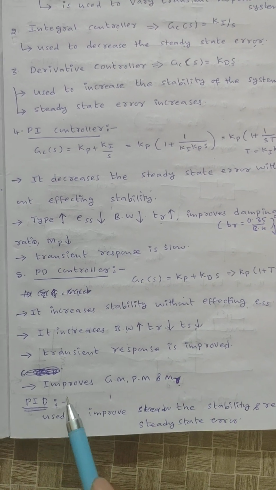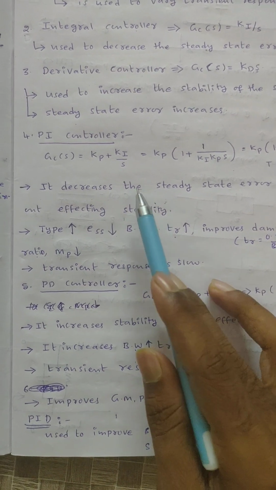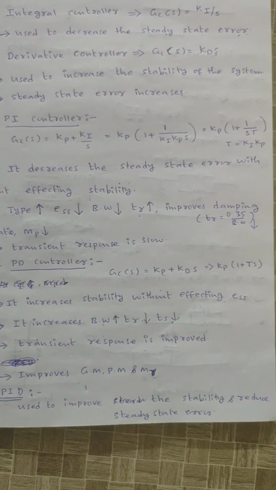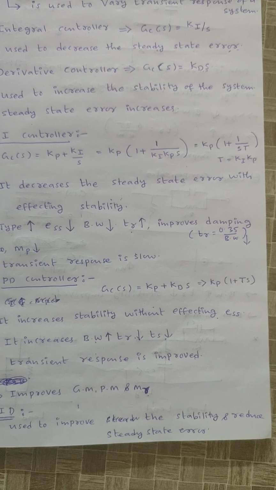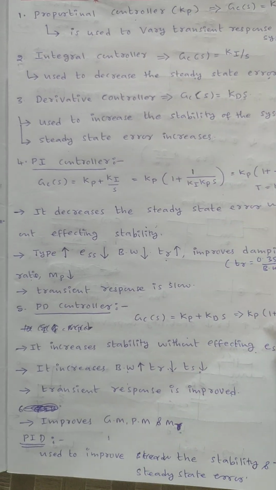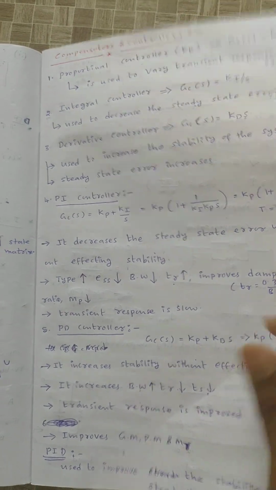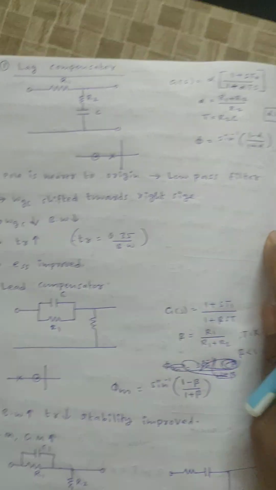Okay, next PID. It has the partial advantages of both the PI controller and the PD controller. That means it improves stability as well as reduces the steady state error. Okay, that is about controllers. Next, coming to compensators.